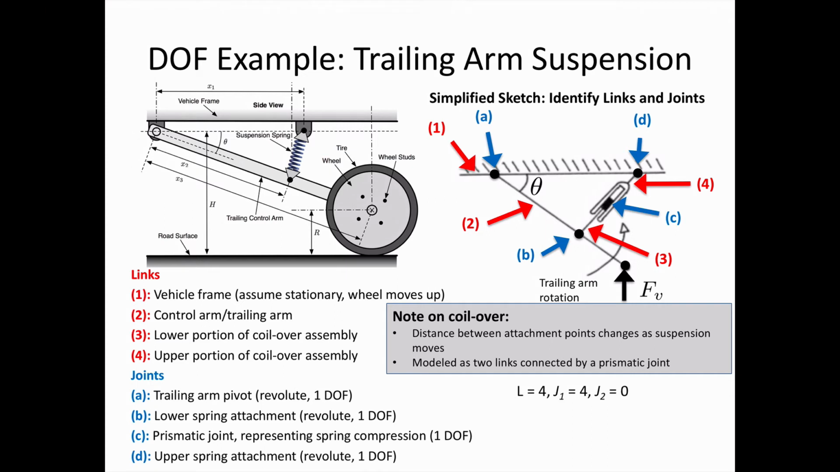Now, if we count up the number of links, including the ground, the vehicle frame, we have 4. The number of full joints is 4, and we have no half joints. Applying Kutzbach's equation, we find there's 1 degree of freedom, and this is what we would expect for a suspension system.